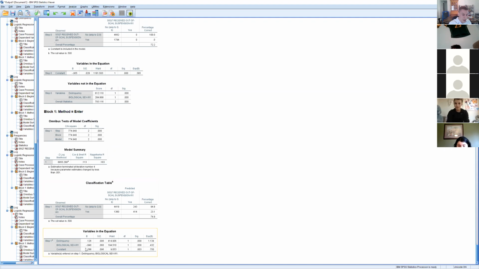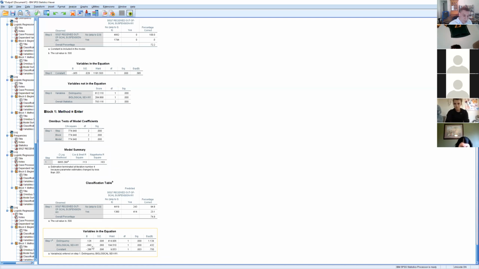Let's go back down again to this output here. Now we have a multiple regression analysis, but it's in binary logistic regression. And so we can see that we have delinquency in the model now. We also have biosex, so we'll start with this. This is interpreted the same way. For every unit increase in biological sex, that's going from male to female, this is the effect on the log odds of suspension.